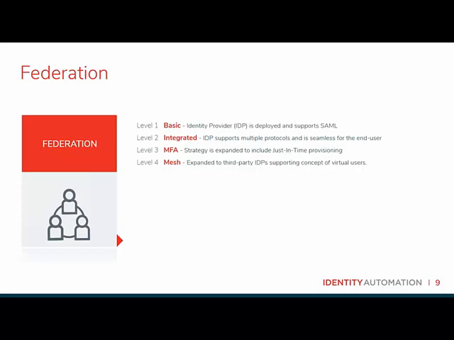And so each of these maturity models also has a level 0. We're not showing it on the slide, but in this case, if you're not doing any federation, you'd be considered level 0, right? In level 1, though, basic, an organization would have an identity provider, or IDP for short, with one or more applications that are integrated with it using a single sign-on federation method, such as SAML, security assertion markup language. Right?